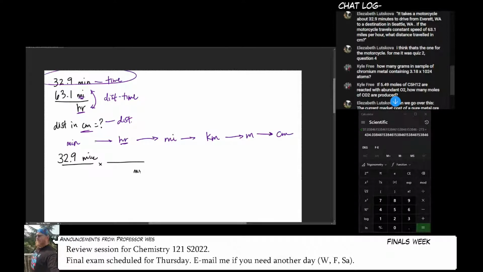So we'll turn minutes into hours. How many minutes are in an hour, though? 60 minutes per hour. Okay, that's good. All right, then we'll turn hours into miles. How many miles are in an hour? Well, normally that wouldn't make sense, but since we have a specific speed here, 63.1 miles per 1 hour. And we're all set there.